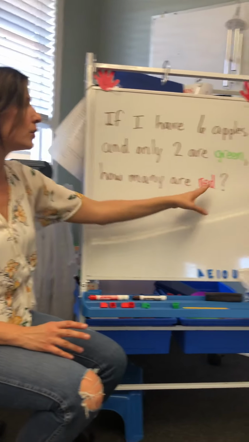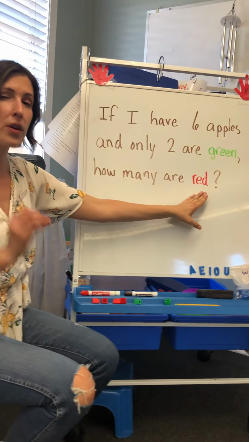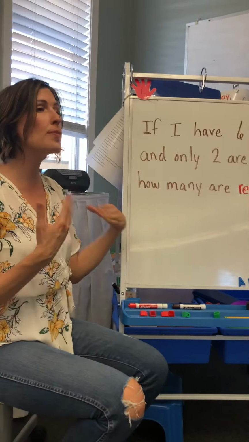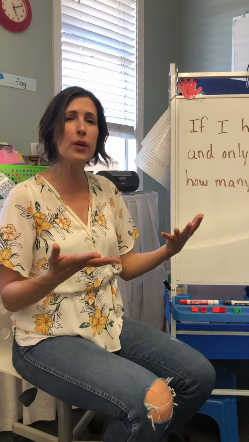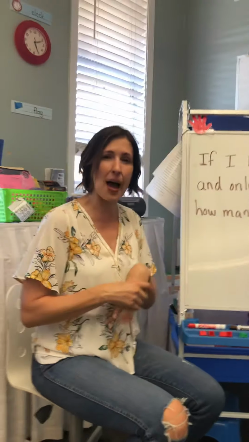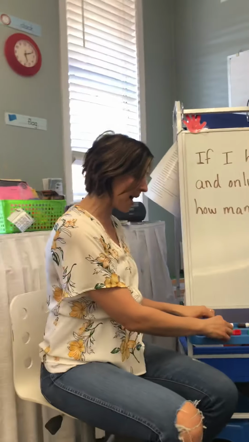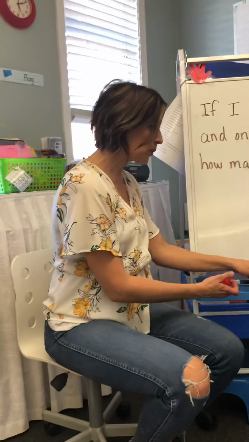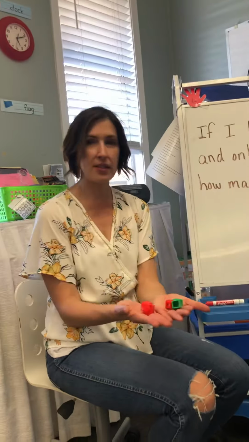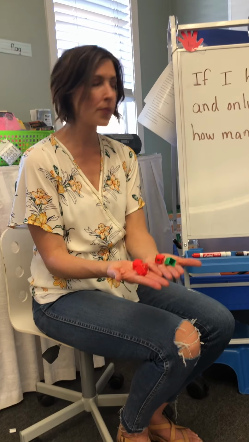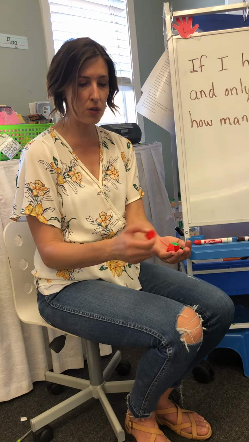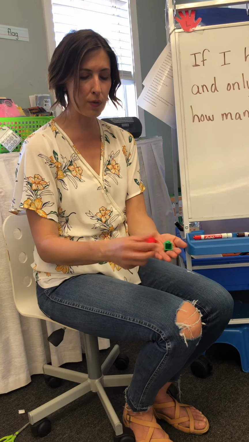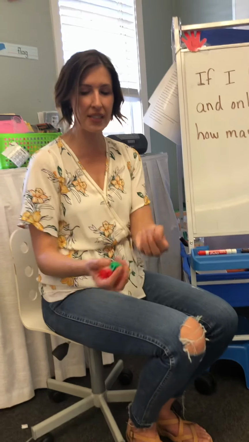How many are red? So what are they asking us to find? How many of these apples are red? So what do we know? We know we've got 6 apples in the basket. So down here, Miss Willette has 6 cubes. Now, I know I have 6. Let's make sure. 1, 2, 3, 4, 5, 6.